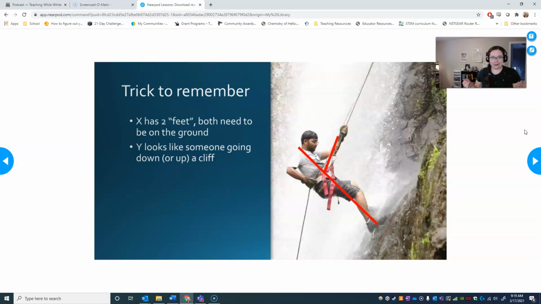The way I remember which one's X and which one's Y is that the shape X to me has 2 feet, so it needs to be on the solid ground, on the horizontal axis, and then Y kind of looks like somebody with climbing gear going up and down a cliff. There are multiple ways to remember. As long as you know back and forth, then up and down, you're good.